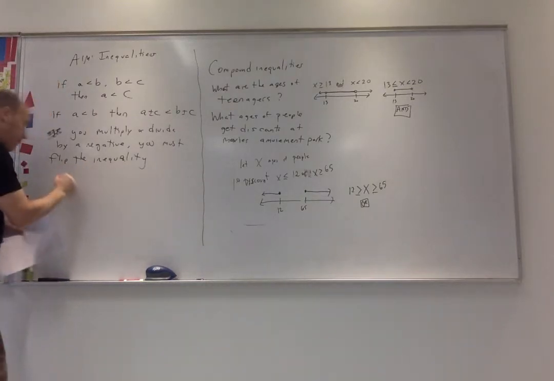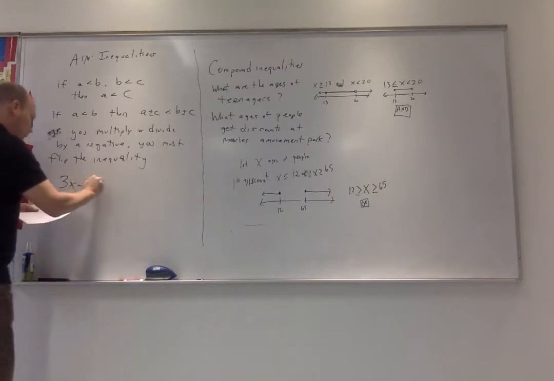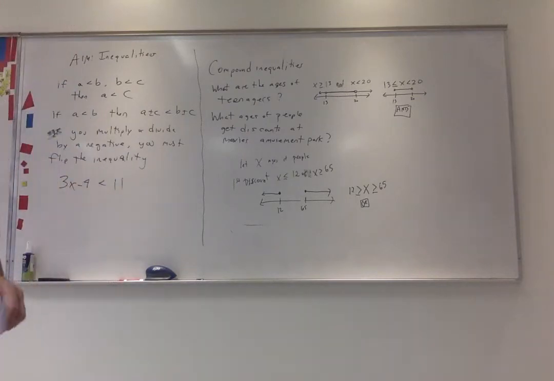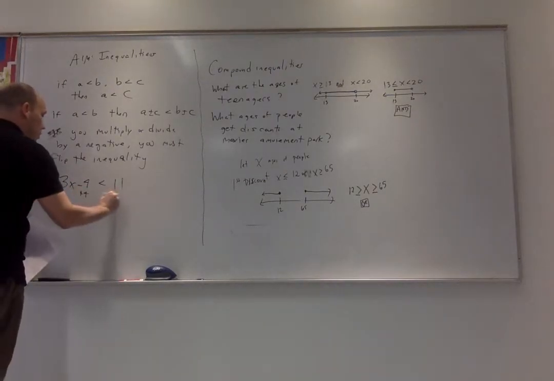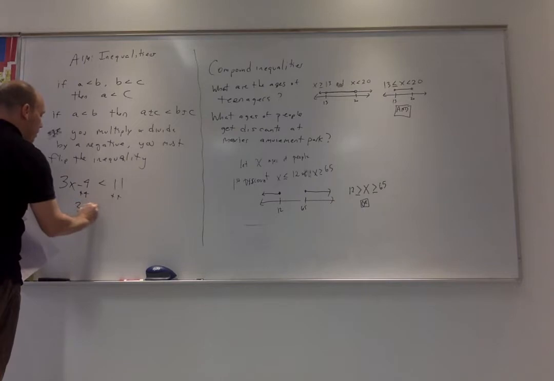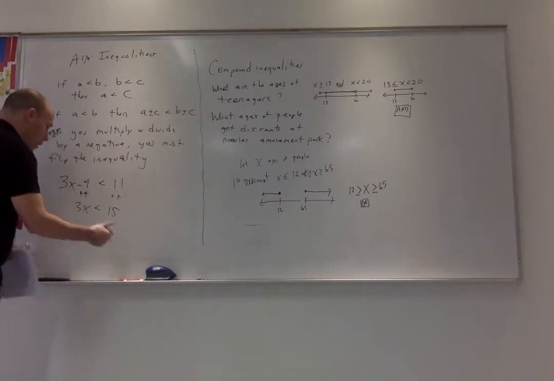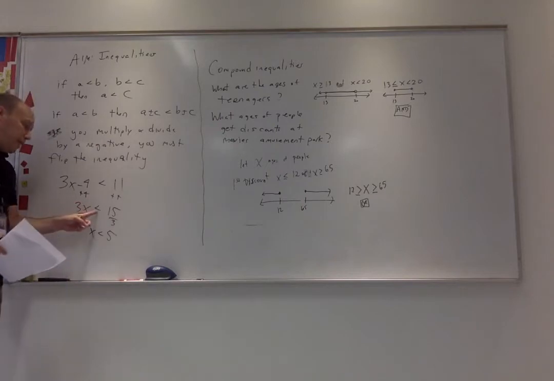Can you see me? Yeah. The first example is 3x minus 4 is less than 11. So you say, okay, add 4 to both sides. We have 3x is less than 15. We're still maintaining this inequality. And on the last step, we divide both sides by 3. X is less than 5. We didn't have to flip it because we were just dividing by 3.